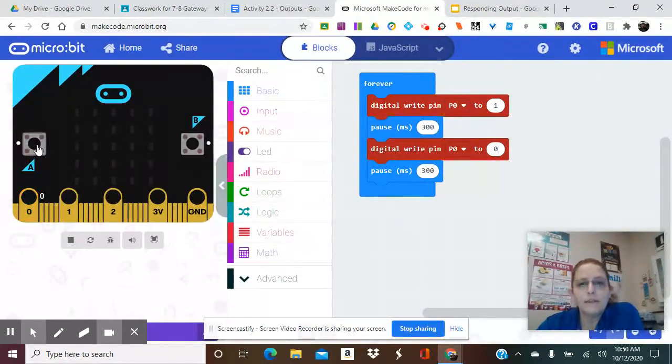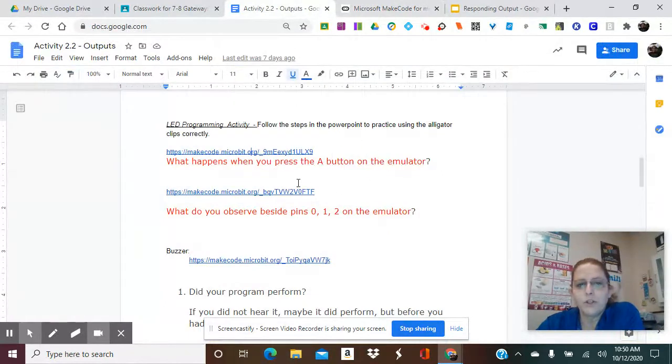I'm going to press the A, well, it's not the A button because it's on forever instead of on A. But if you notice right here next to the 0, which is where my alligator clip would be plugged in, it's lighting up 010101. That is telling me that it is digital. It's either on or off. If I had a light on there, it would be lighting up. So on your worksheet, you're just writing the light is blinking next to the 0.